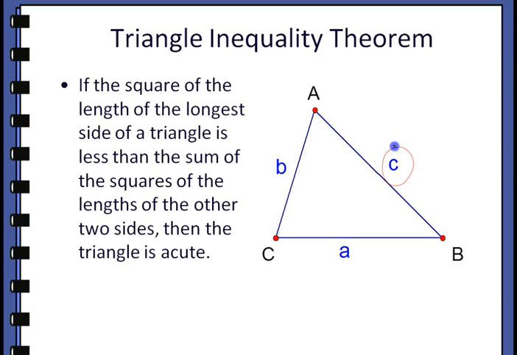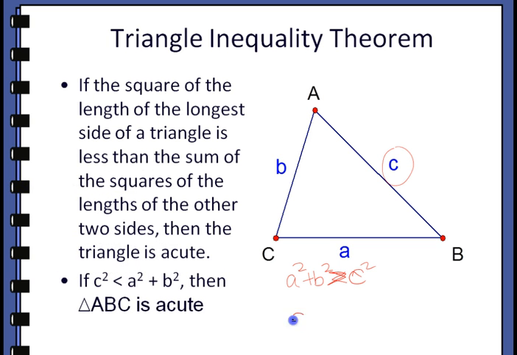So if this is the longest side, we're basically saying if the square of the length of the longest side is less than, I'm sorry, if a squared plus b squared, these two added up, are greater than c squared, then we know we have an acute triangle.